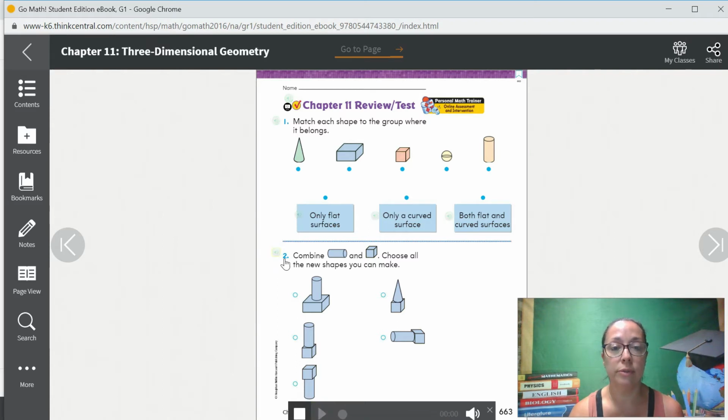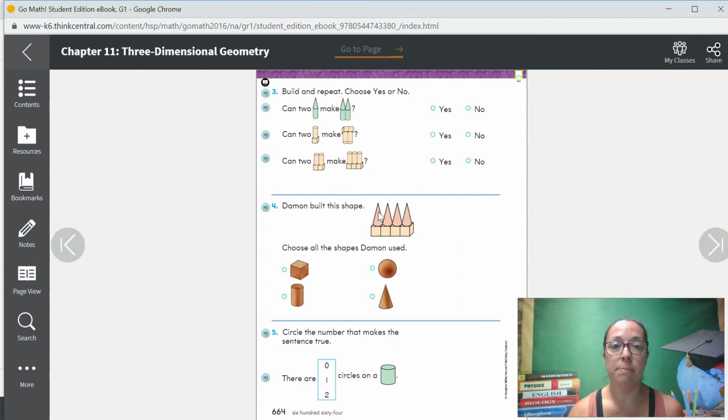Number 2. 2. Combine a cylinder and a cube. Choose all the new shapes you can make. Dice, combina un cilindro y un cubo y escoge todas las formas nuevas que puedes hacer. So here we have 5 choices. Which of these are combinations of cylinder and cube? ¿Cuál de estas son combinaciones de un cilindro y un cubo? And I will give you a hint that there are 1, 2, 3 answers. Hay 3 respuestas correctas. So make sure you color in the little circle. Y en el círculo. Okay, I'm going to continue. Remember, you can always pause. Pueden pausar si voy muy rápido.